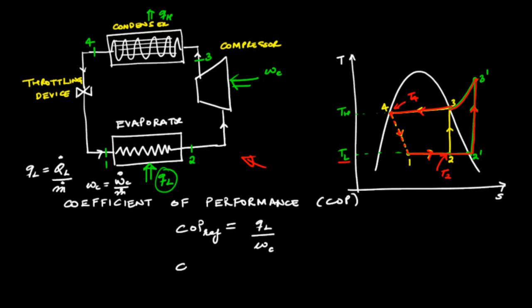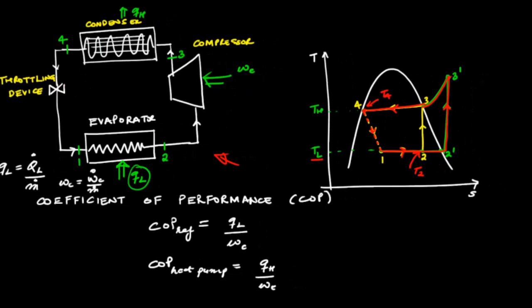Similarly, for a heat pump, the objective is to heat the space. Therefore, the coefficient of performance is defined as QH over WC. That is the heat that is rejected to the heated space divided by the compressor work.